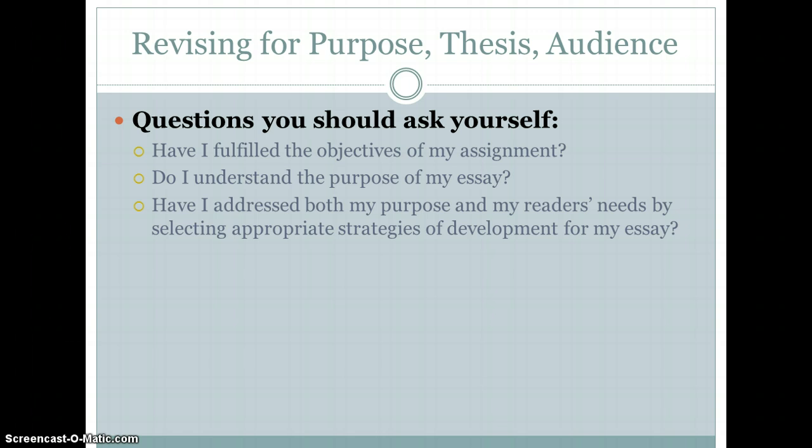Because I wrote it. If it doesn't make sense to you, it's not going to make sense to your teacher or to anyone else. Have I addressed both my purpose and my reader's needs by selecting appropriate strategies of development for my essay? So, have you developed the thoughts enough so that your purpose for writing and meeting your reader's needs?